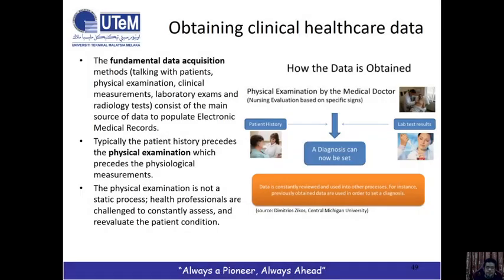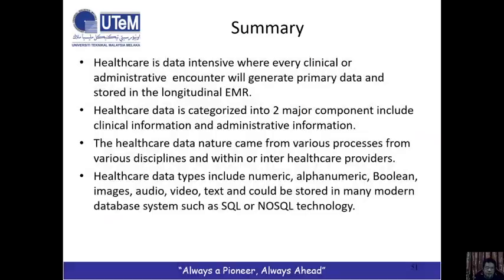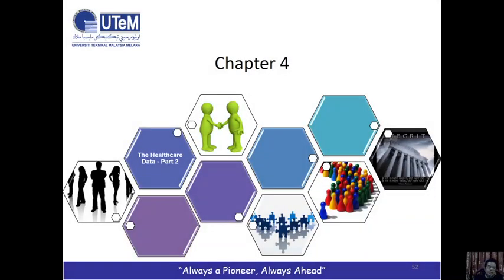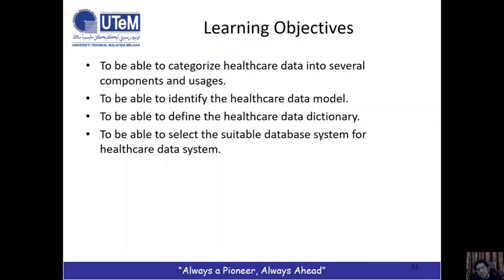This chapter, chapter 4, is still on healthcare data, but it's part 2. This chapter is to teach you how to categorize the healthcare data into several components and usages. We expect that at the end of the chapter, you can identify the healthcare data model, define the healthcare data dictionary, and select a suitable database system for the healthcare data system.